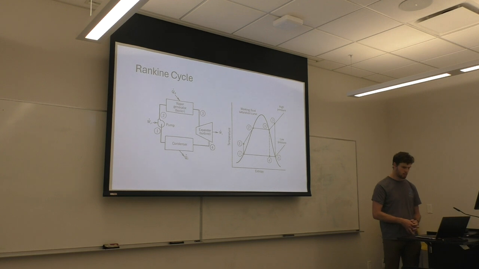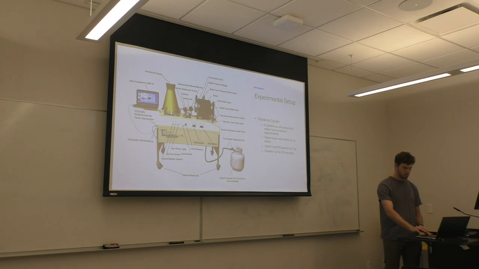This is the TS diagram for the cycle, 1 to 2 being the pump, 2 to 3 the boiler, 3 to 4 the turbine, and 4 to 1 the condenser. This is the experiment setup that we used. The big gold pipe is the condenser tower, the boiler is to the right, and the turbine is in the center. This system did not have a pump, so it's not a complete Rankine cycle, but it covers those first 3 sections of it.